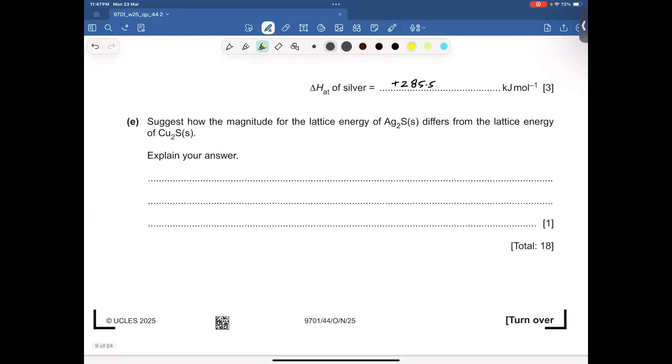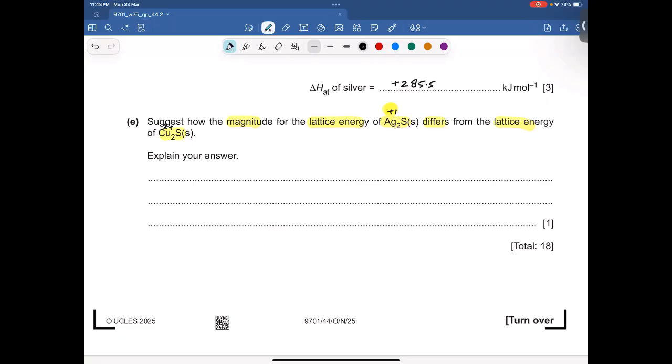Suggest how the magnitude of the lattice energy of silver sulfide differs from the lattice energy of copper sulfide. See guys, in both the compounds, sulfide is the common ion, which means the anion is basically the common ion. This means the explanation can be explained on the basis of cation. Now silver has plus 1 charge and copper has 2 plus charge. So the higher the magnitude of positive charge, the higher the charge density, the higher the lattice enthalpy. So copper sulfide has a higher value of lattice enthalpy.